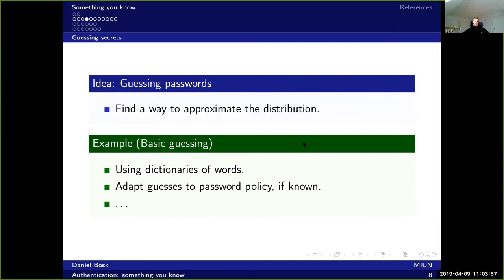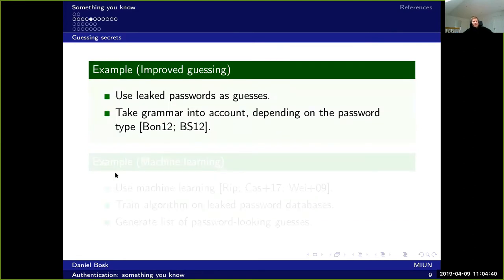So one example here of just basic guessing is that most humans would use words as a base for their passwords. And maybe in some cases it is simply a word, as the word password itself entails. And then it's of course a good idea to use dictionaries of words as a starting point for your guesses, and then you simply adapt these guesses to the password policy and so on to form these guesses. You can improve this by simply using leaked passwords as guesses.